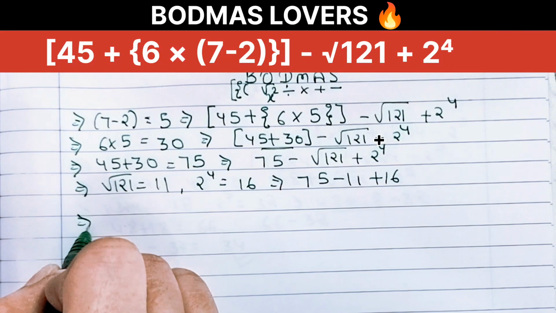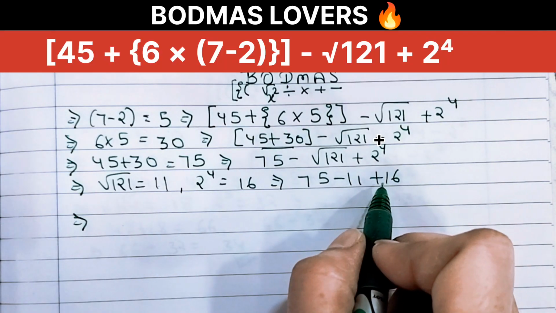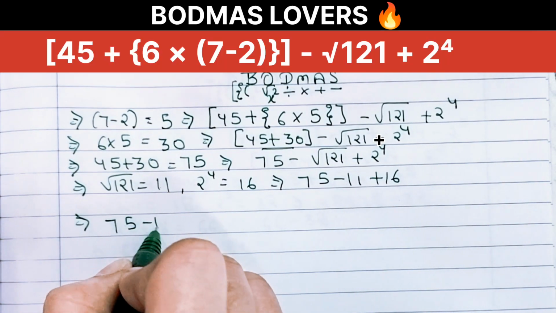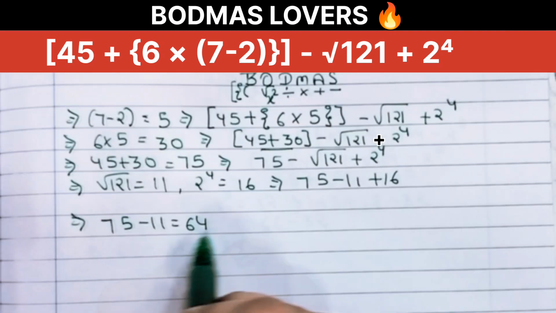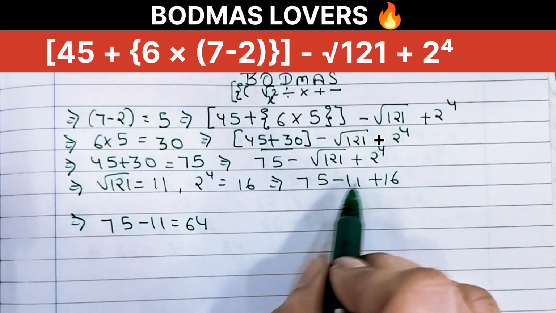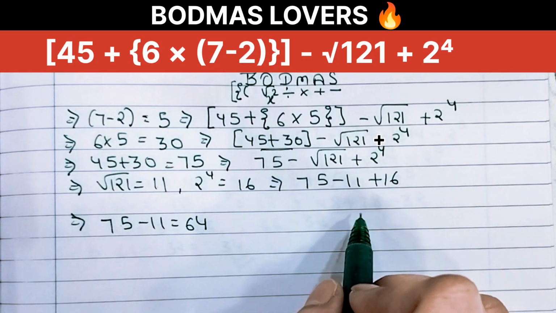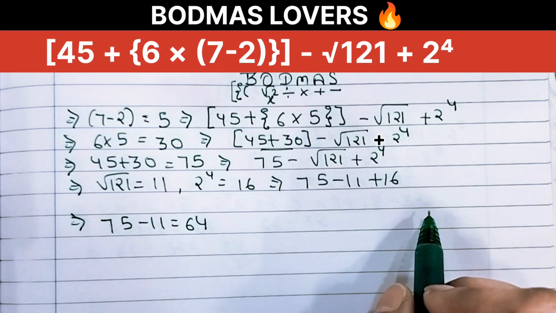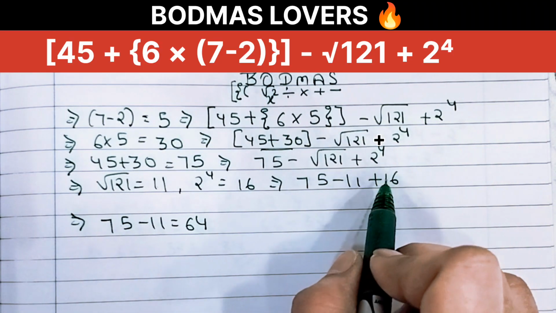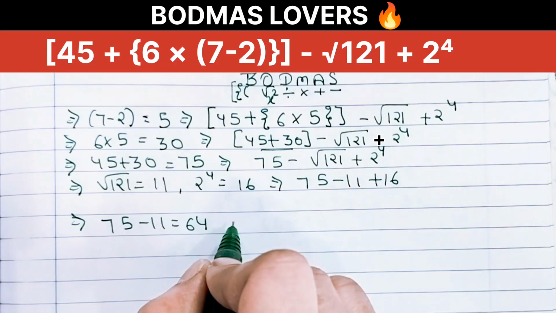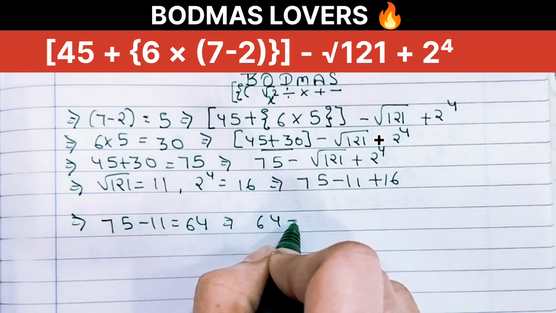Move to the next step. Perform the subtraction and addition from left to right. First subtract: 75 minus 11 will get 60. According to this step, addition and subtraction share the same level of priority in BODMAS, so when they are all that remain in the expression, we perform them in order from left to right. So now the current expression becomes 64 plus 16.